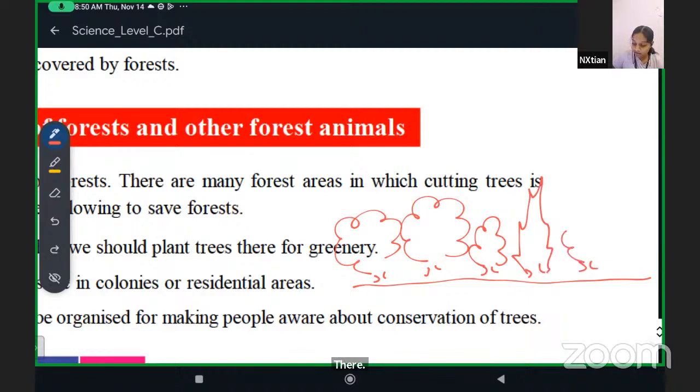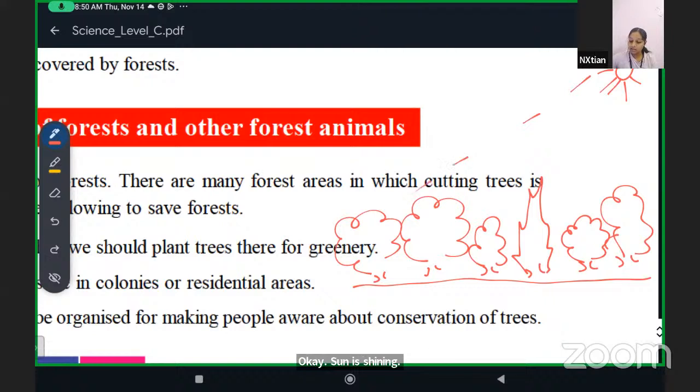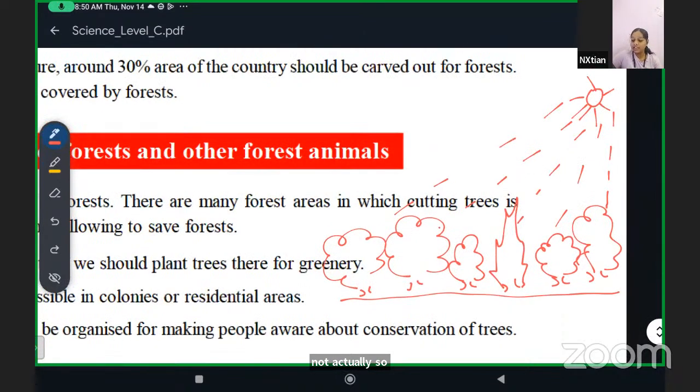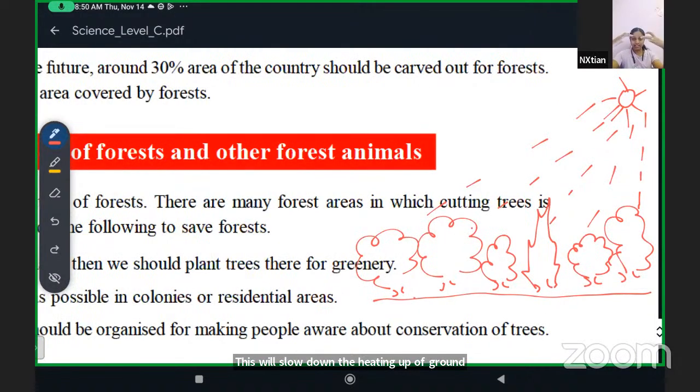On my land. Okay, and what happens? My sun is here. Okay, sun is shining. Sun rays are falling. Okay, but are they directly hitting the ground? No. Some places they might be hitting the ground, but not actually. So this will slow down the heating up of the ground. Okay, when trees are there, the trees act as a shade, which will slow down or lessen the heating up of the land.